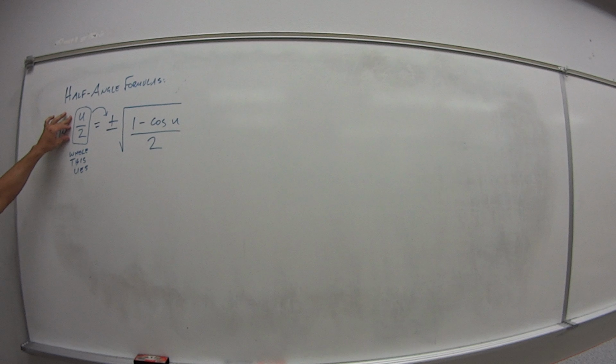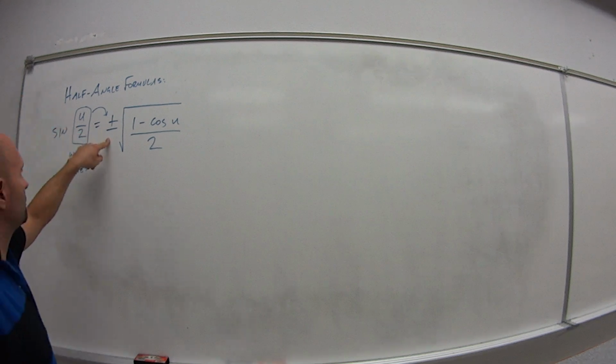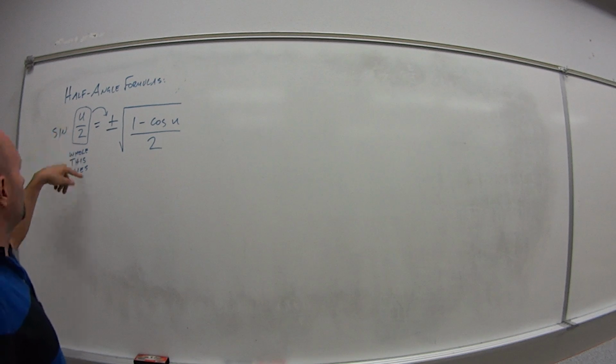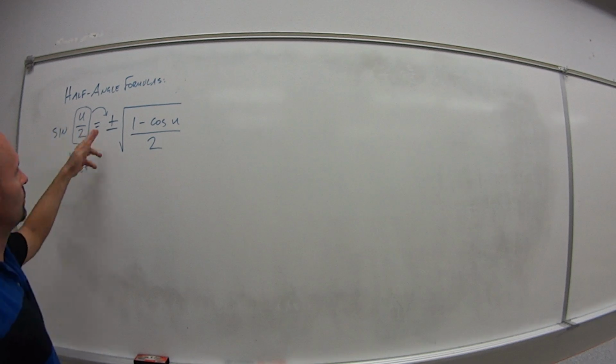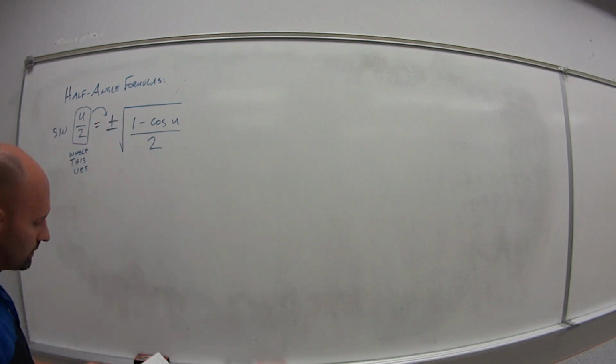So wherever u over 2 lies, if it's in quadrant 1, sine in quadrant 1 is what? It's positive. If sine of u over 2 is in quadrant 4, well, in quadrant 4, sine is what? Sine is negative, so we would use the negative sign.